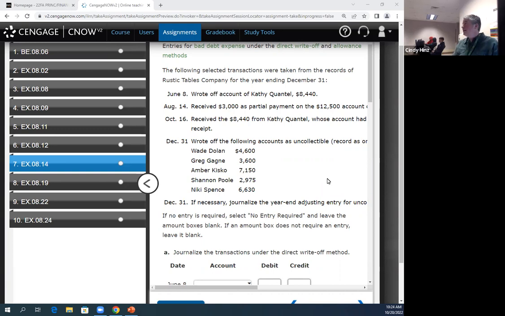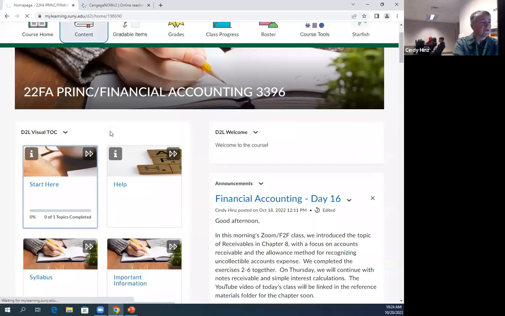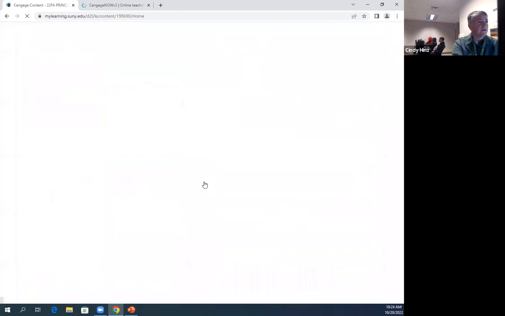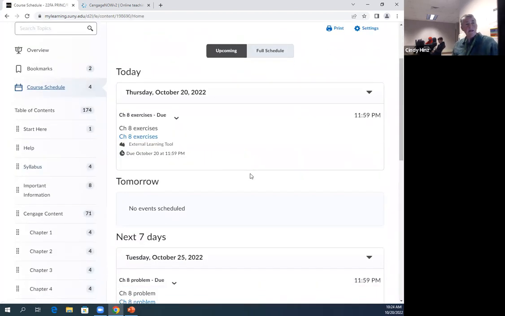I believe that today is day 17 out of 30 total classes for the fall 2022 semester. Today we're going to be picking up with chapter 8, but we should start with the course schedule. We'll be finishing chapter 8 today. So of course, the chapter 8 exercises should be submitted for grading by the end of the day. We will have completed all of those exercises together in class between Tuesday and today.